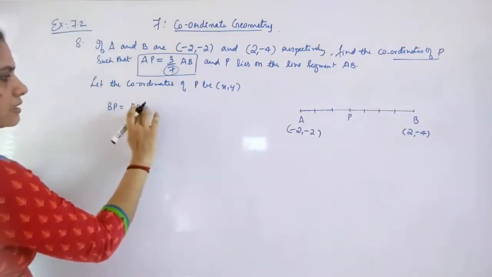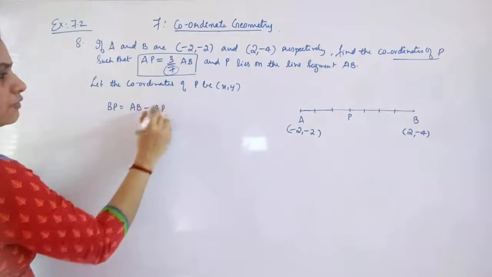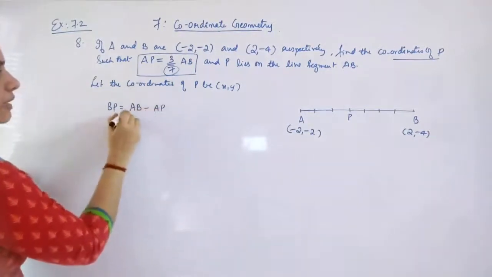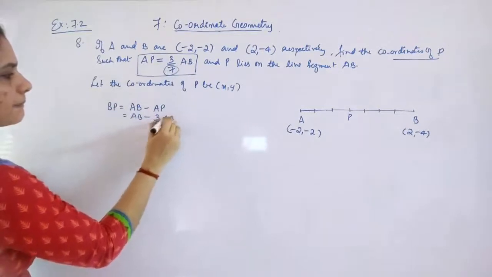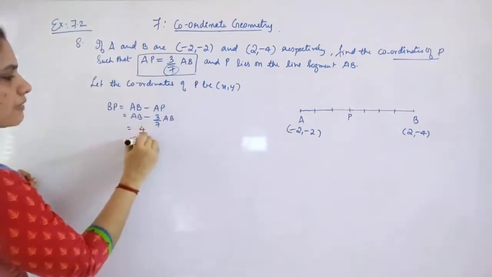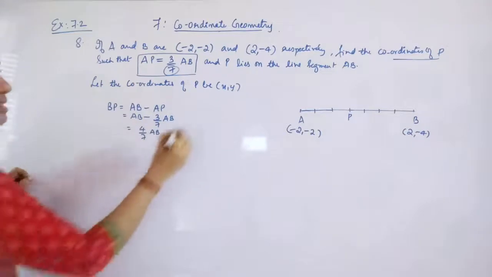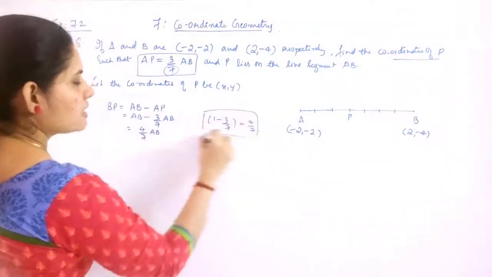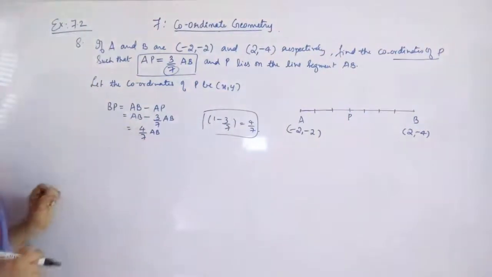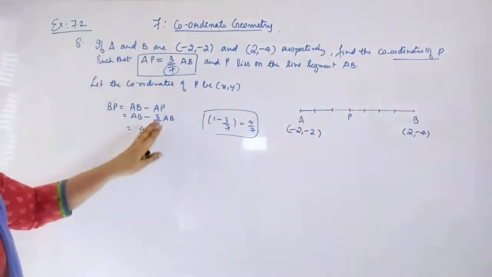AB minus AP will give you BP, right? Now what is AB minus AP? AP is 3 by 7 AB. That will give you 4 by 7 of AB, right? 1 minus 3 by 7 will give you 4 by 7, right? So you are getting BP is the 4 by 7th part of AB.